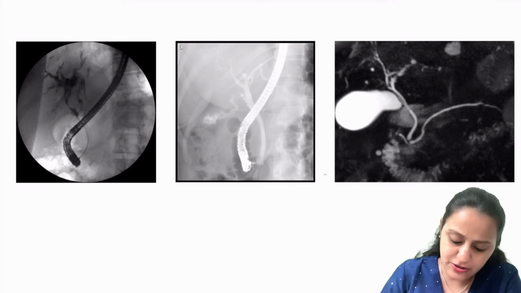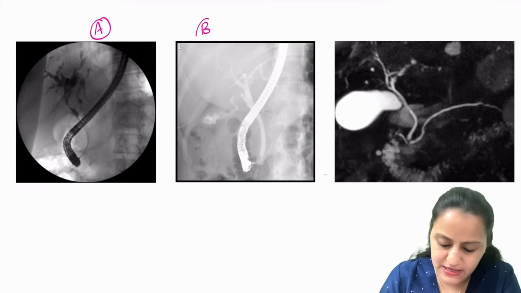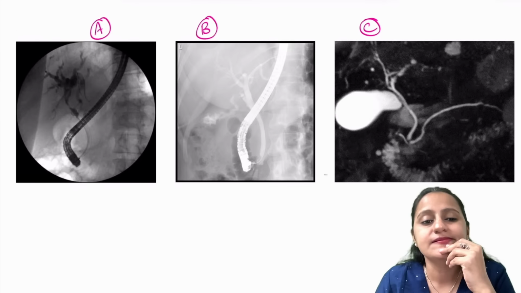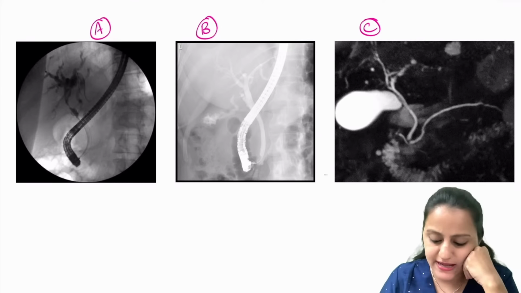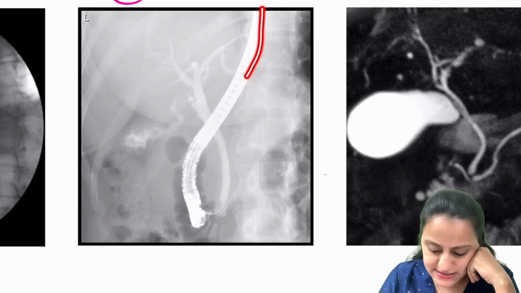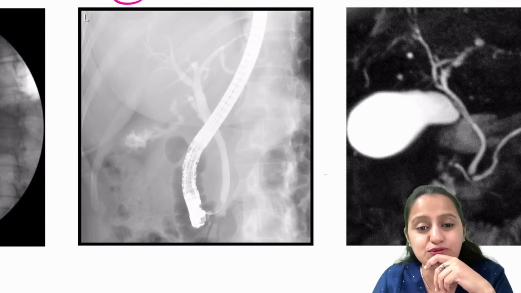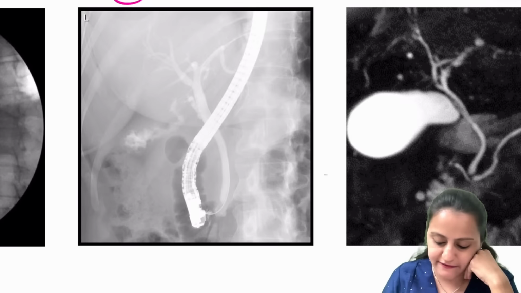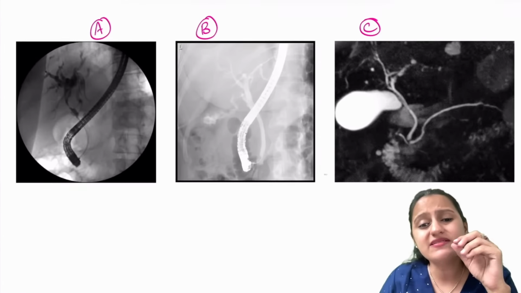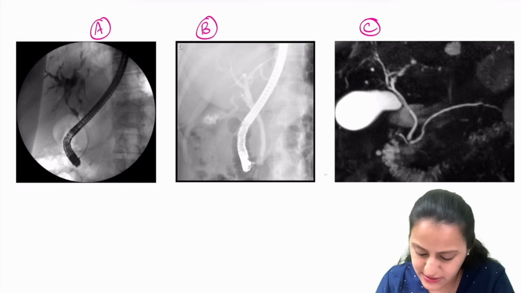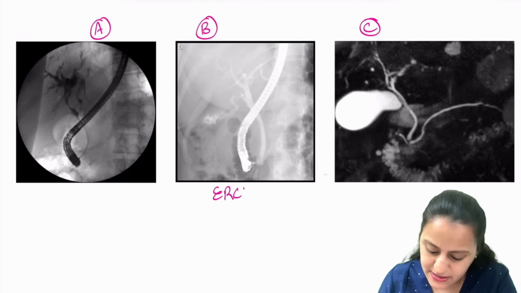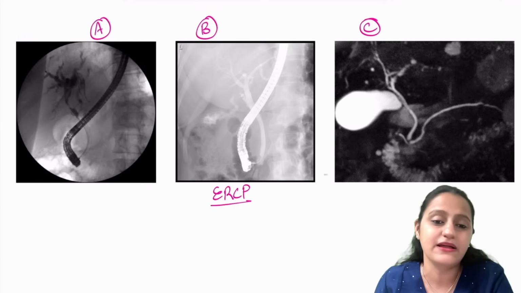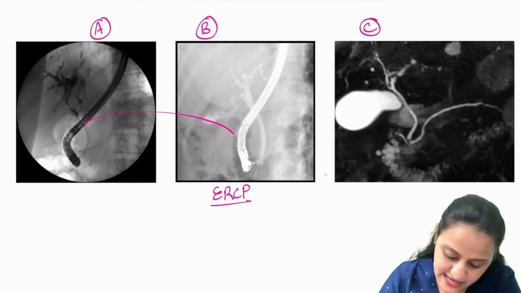Going to the next one, look at these investigations, A, B, and C. What investigations are these? See, first look at this image B. You can see this metallic endoscope which is there. This is the common bile duct that you have there, right? So with the endoscope and the bile duct that you are seeing there, this will become ERCP, endoscopic retrograde cholangiopancreaticogram. This is the same ERCP.